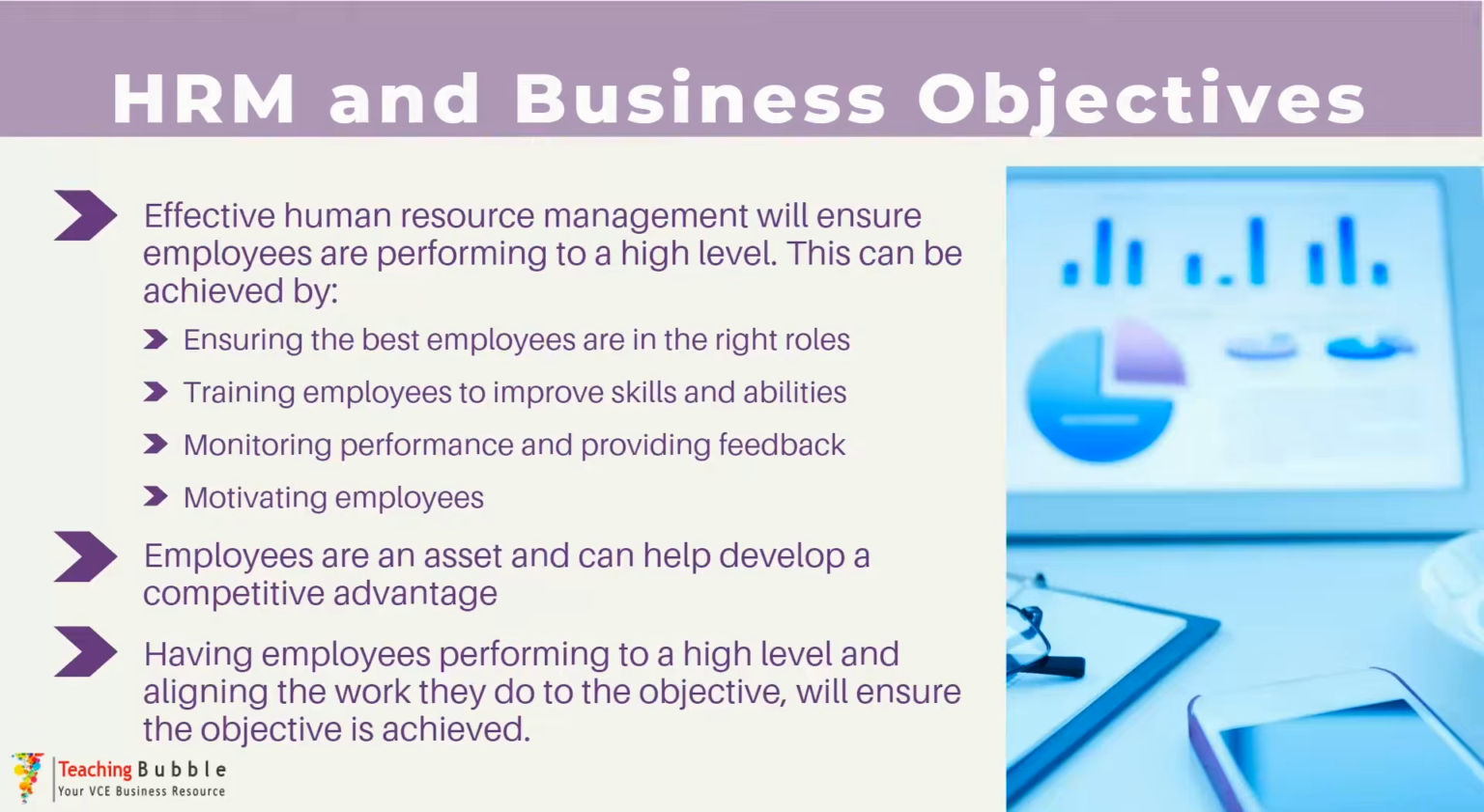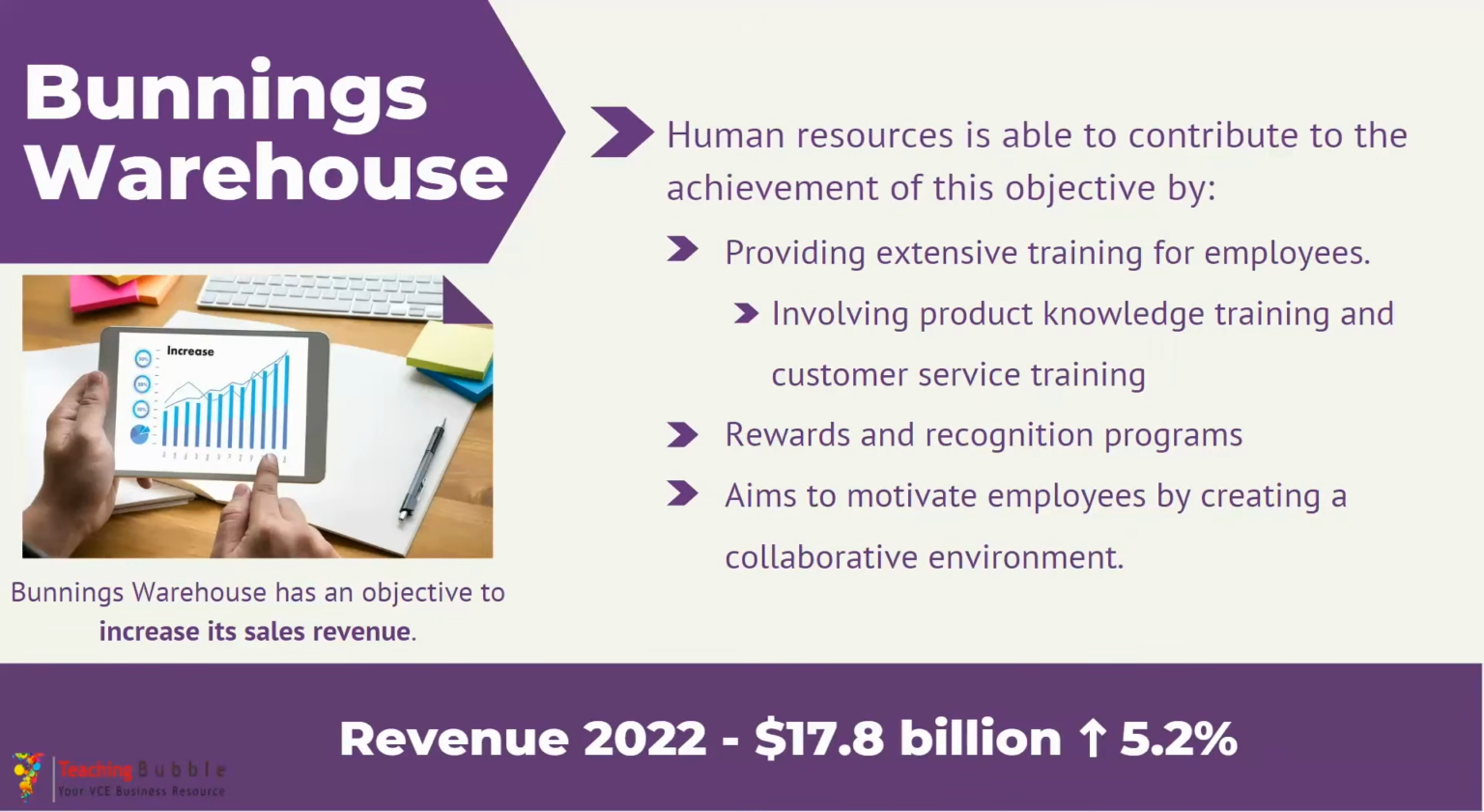So let's take a look at an example to try and demonstrate what we're talking about here. We've got Bunnings Warehouse. It's one of the businesses owned by the public listed company Wesfarmers. And one of the objectives of Bunnings Warehouse is to increase their sales revenue. Remember that sales revenue is the amount of money that comes into the business by selling their products. Now, while the business can implement marketing campaigns to try and achieve that goal, it will obviously be a really important strategy for them. But the area of human resources also has a significant contribution to the achievement of that objective.